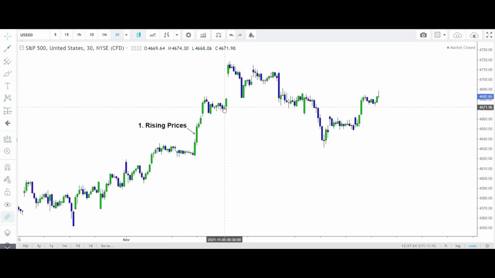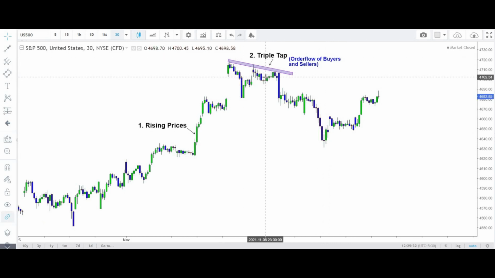So right after the rising prices, over here I can see a nice consolidation as well as three different taps exactly over the parallel line, right? So let me mark it out. I can notice three different taps right over this parallel line, and the parallel line is also going to the downside. Right after these three taps, we can notice the prices have fallen down. Exactly at this triple tap, we can see that a good order flow of buyers and sellers is taking place.